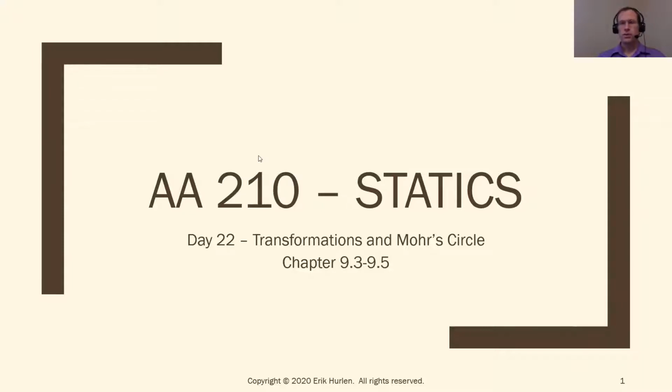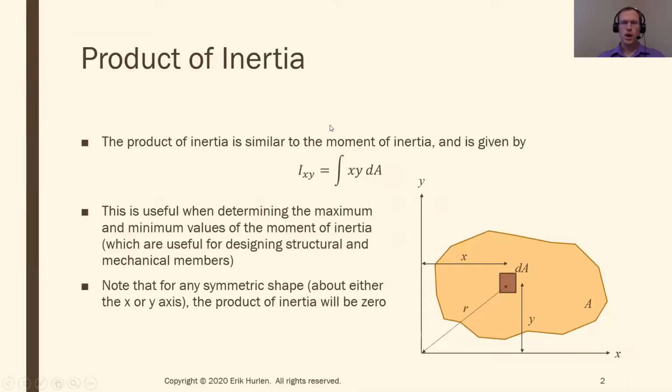And so today we're going to deal with actually finding what those moments of inertia are for different orientations of objects, rotating them around. We're going to do that two ways: mathematically with transformations, and graphically using something called Mohr's circle. Before we get into that, there's another item that we need to define, and that is called the product of inertia.